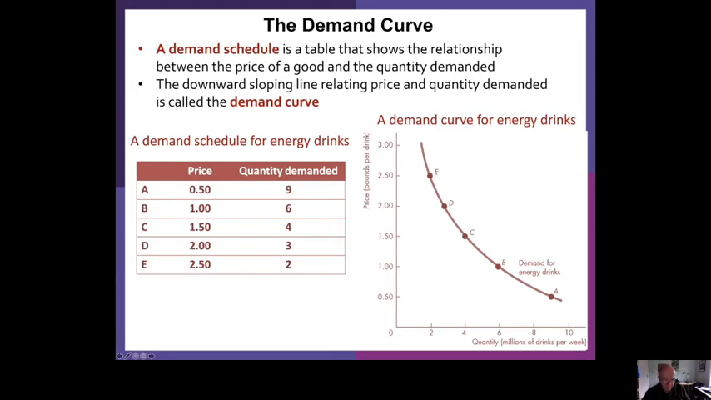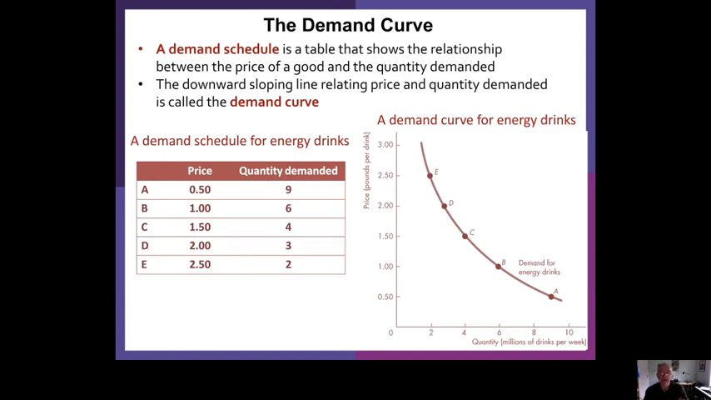If the price were to go up to £1, then the quantity demanded would fall from 9 to 6. So B is another point on the demand curve. If the price were even higher, £1.50, then the quantity demanded would fall still further to 4. And that's point C on the graph. If the price is £2, the quantity demanded is 3. If the price is £2.50, the quantity demanded is 2, which is point E. Did I say that right? I hope. D was price of £2, quantity demanded 3, and E is the price is £2.50 and the quantity demanded is 2.